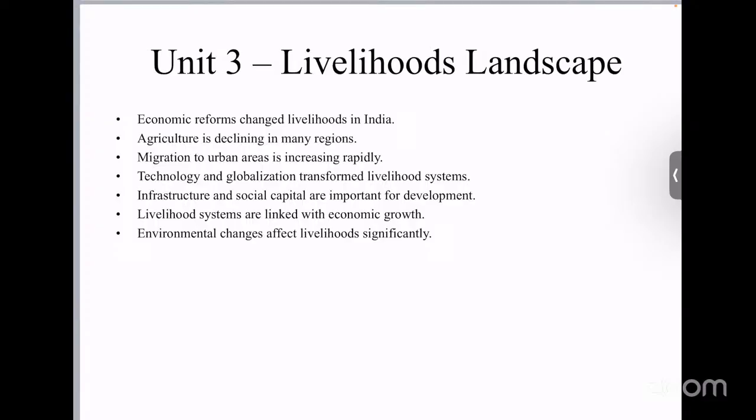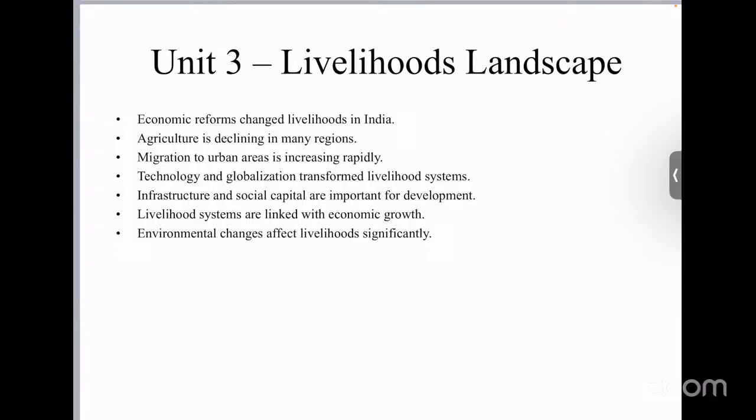So, the development programs in India focused on improving infrastructure and social capital. The roads, schools, hospitals, irrigation systems, self help groups, and cooperatives were established to improve livelihoods and reduce poverty.